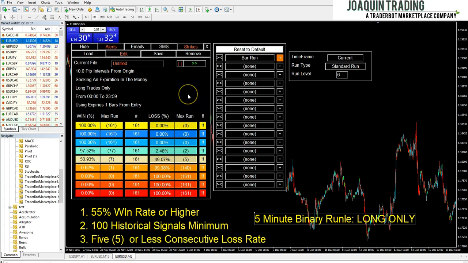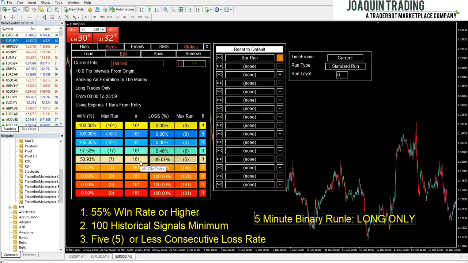Okay, now, what I'm going to do here, I'm going to try to get this number up to 55 while leaving this above 100 and leaving this at 5. It's very difficult to go 5 full percentage points when I've only got 161 trades, only 61 to work with.